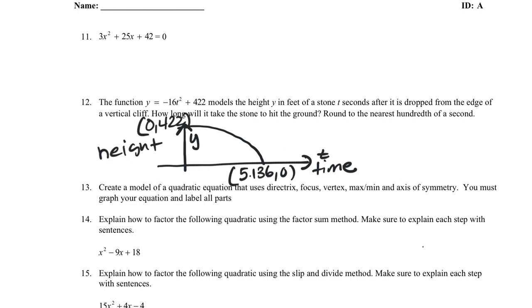You got to fix the window. The y value has to go up to at least 400 feet. I would say 500 feet. And the time is short because it doesn't take that long for the stone to hit the ground. So the answer is it takes 5.136, because it says to the nearest hundredth, seconds for the stone to reach the ground.